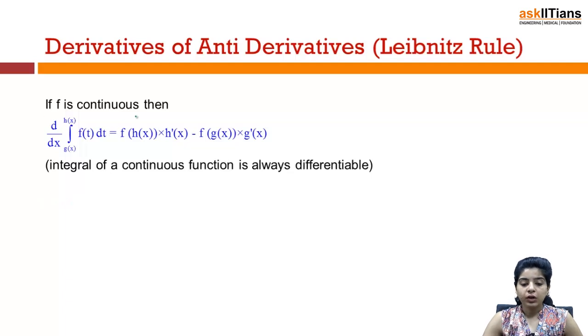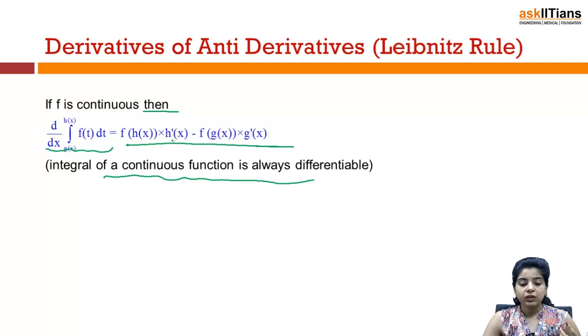If f is continuous, then d by dx of integral g(x) to h(x) f(t) dt is equal to f of h(x) into h'(x) minus f of g(x) into g'(x). That basically is implying that the integral of a continuous function is always differentiable, right? Basically, if f is continuous, then we are saying the derivative of the integral of f(x) exists and it is given by this. So, how do we exactly differentiate the integral of this function provided f is continuous, right?